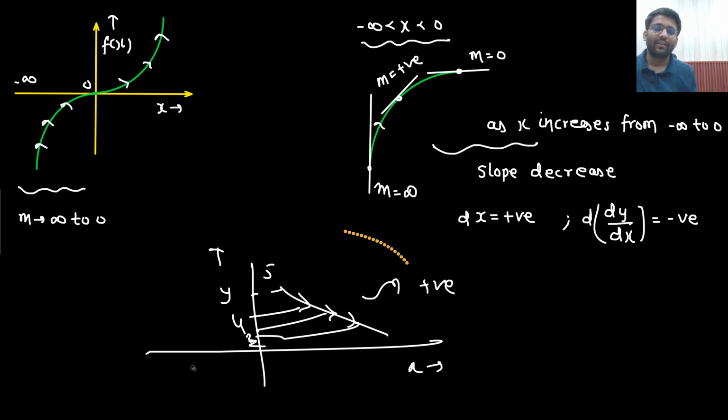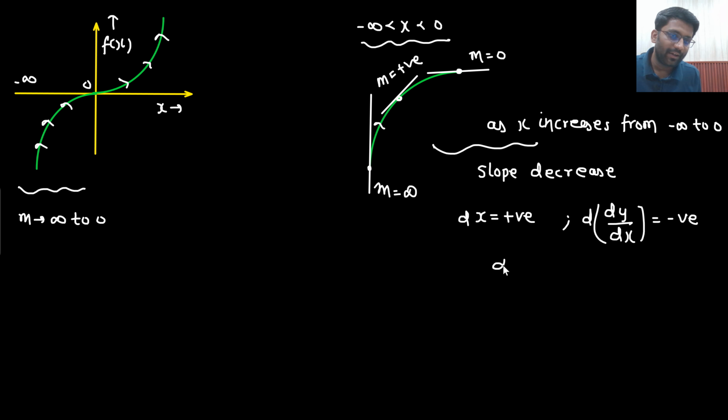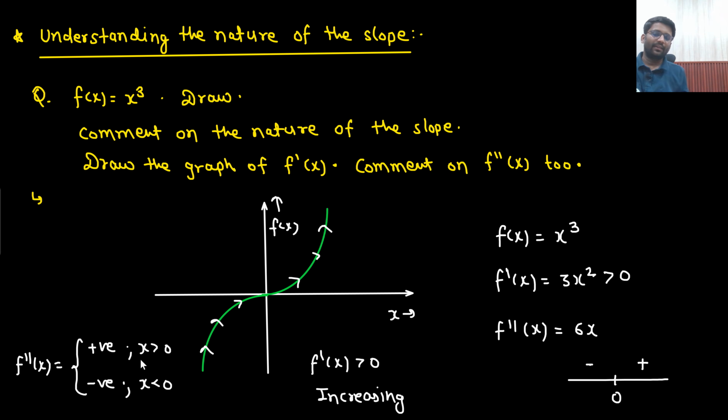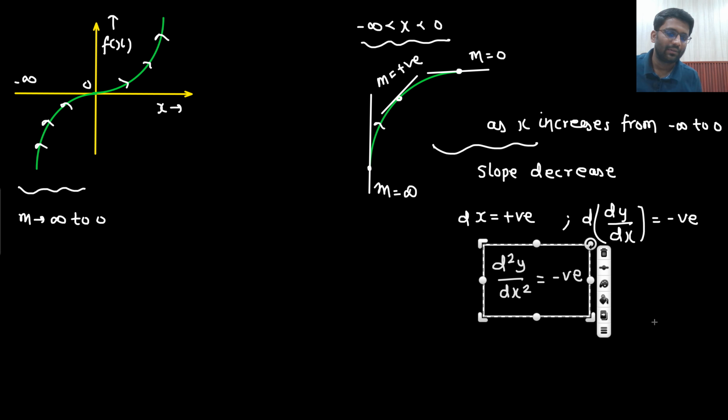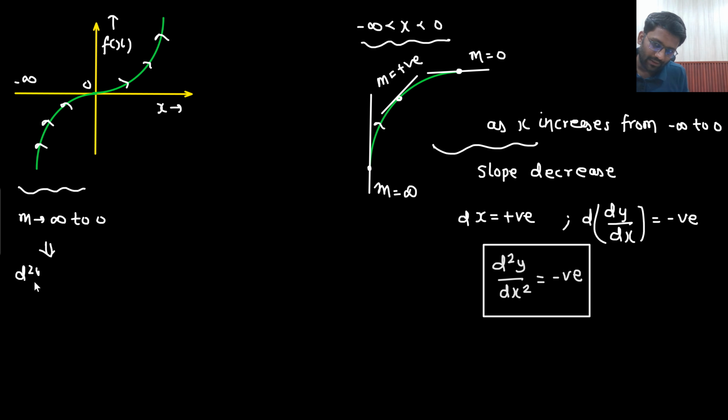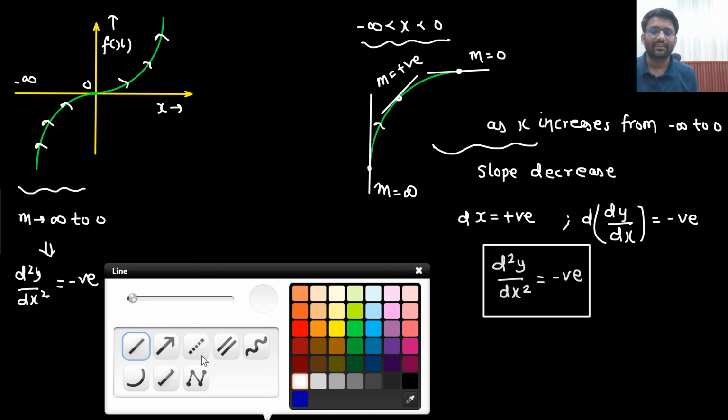Do you agree to this point? That means d2y by dx2 will be negative. And do we say the same thing? If x is less than 0, then your double differentiation is negative. Aren't we getting the same thing? Say yes or no. So for this particular range, your d2y by dx2 is coming out to be negative. Do you agree to this point or not? A very, very interesting discussion we have done.